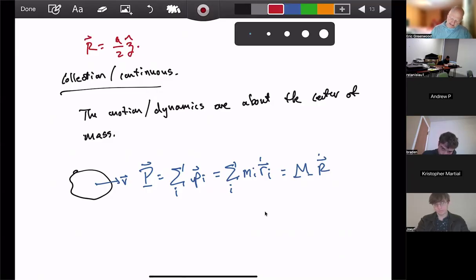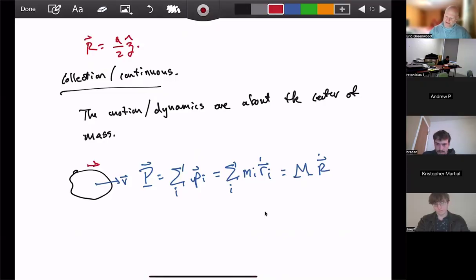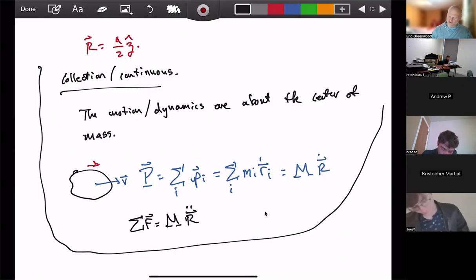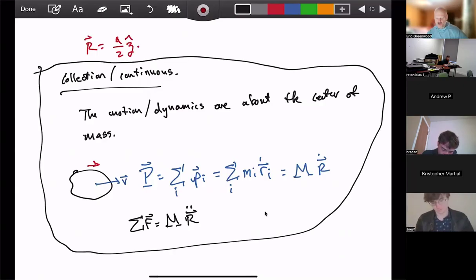If this thing is experiencing an acceleration, i.e. has a net force acting onto it, then the sum of the forces is simply going to be equal to the total mass times the center of mass acceleration. So for a continuous object, or a collection of objects, the total acceleration will be that of the center of mass acceleration, which means the total force will be acting directly at the center of mass. And the momentum will be directly at the center of mass with the center of mass velocity. That's it.